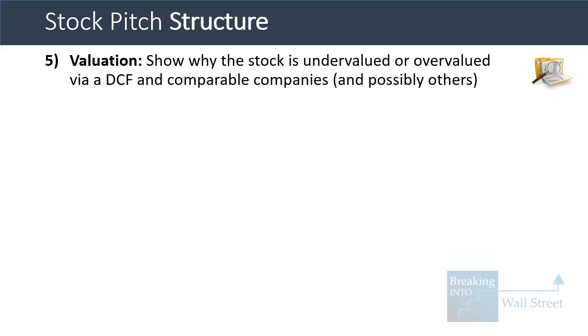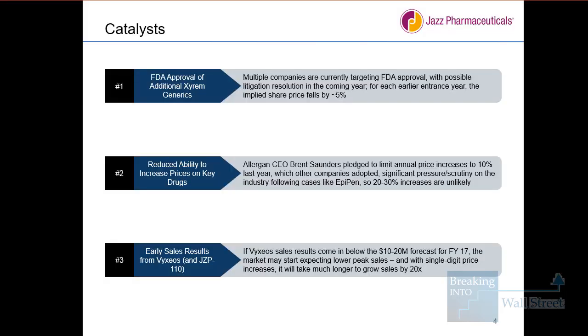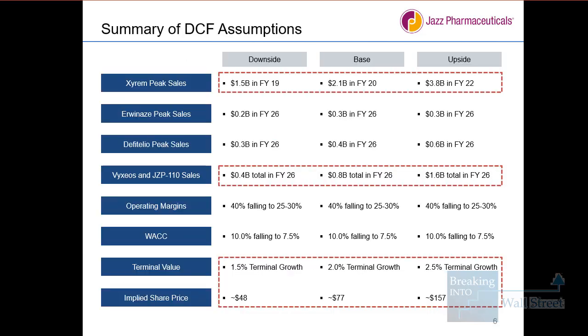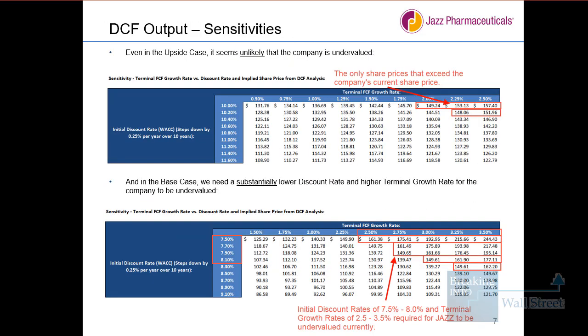Then in part 5, you go through the valuation and paste in your DCF analysis, comparable companies, and whatever other analysis you have to show why the stock is undervalued or overvalued. You can see our example here for Jazz. We have a football field valuation chart. We have a summary of our assumptions for the DCF, and we also have some sensitivity tables showing why we think the company is at best appropriately valued right now and actually significantly overvalued according to our views.